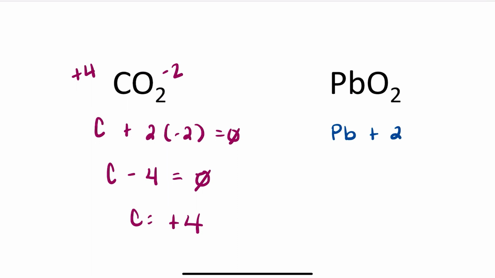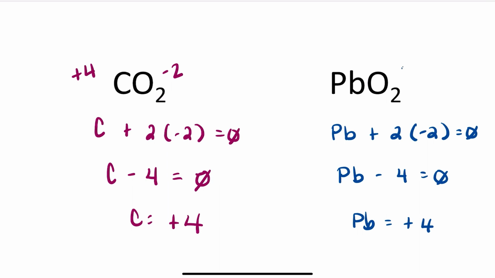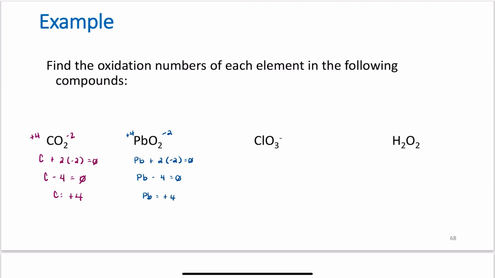My lead plus my 2 oxygens at -2 have to be a 0 charge. So Pb -4 equals 0. Pb has to be equal to +4. So this must be lead(IV) oxide. My chlorate, ClO3-: my Cl, plus 3 oxygens, each at a -2 charge, have to equal -1, because I have a negative charge on this polyatomic. Cl -6 equals -1. Cl must be equal to +5.